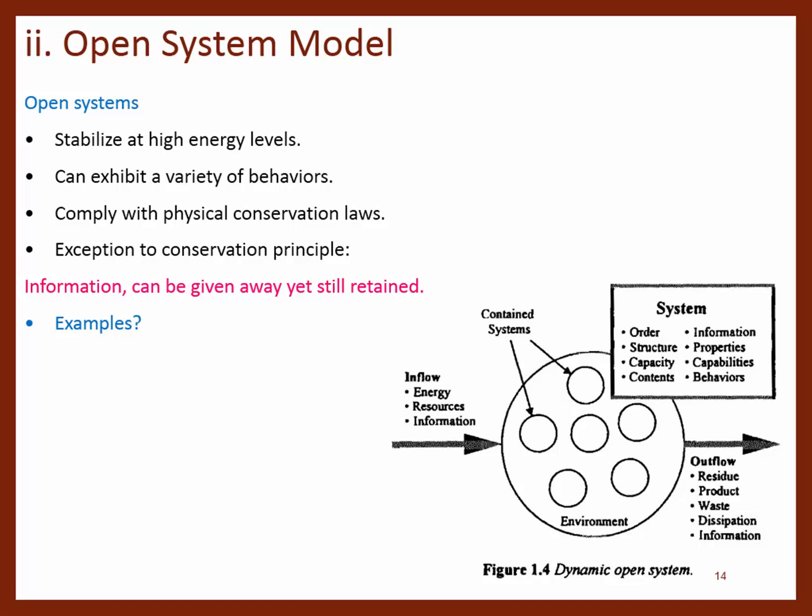Again, these are the characteristics of open systems. They stabilize at high energy levels, can exhibit a variety of behaviors, and comply with physical conservation laws. Exception: the conservation principle will not apply if you're dealing with information. You know, information can be shared, but you can also keep it at the same time, like data. So that can be given in a way that it is still retained. Some examples.